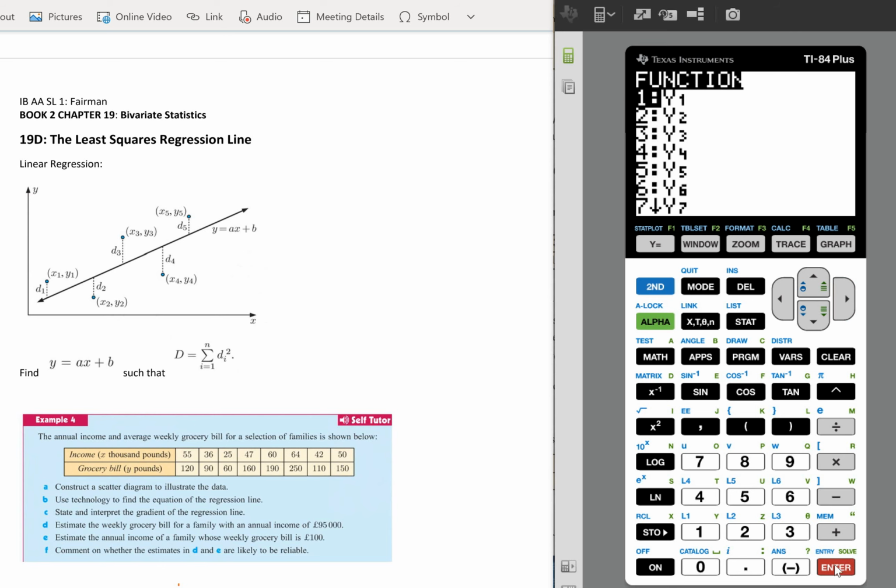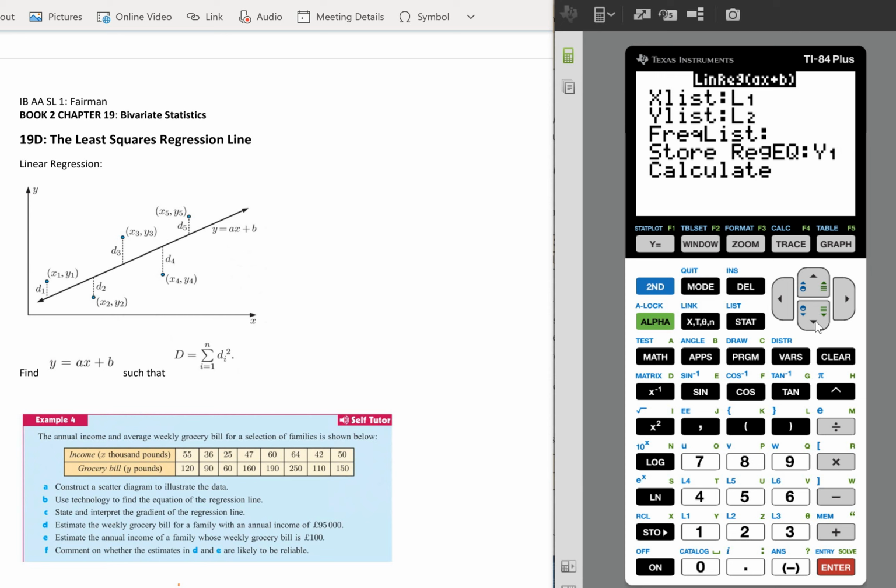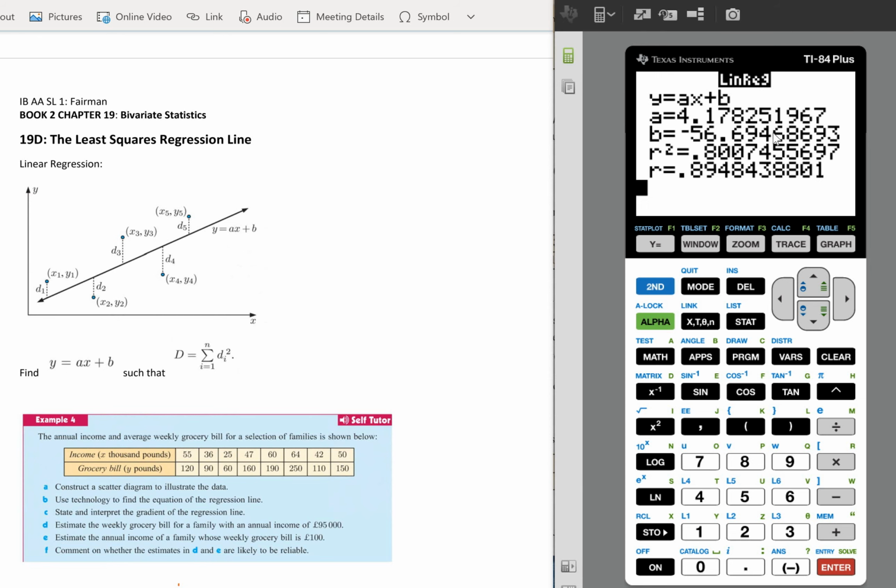You can put it wherever you want. If you have something in Y1 already, it might not graph. There might be an error, so you might have to go back and clear Y1, but I'm going to hit enter. You can see the Y1 is there, and now I can calculate. So here is all of my information. It's in the form of y equals ax plus b. So A is 4.178, B is negative 56.69, etc. And then R down here, my regression statistic, is 0.894. So there is a correlation between these two, and it is positive.